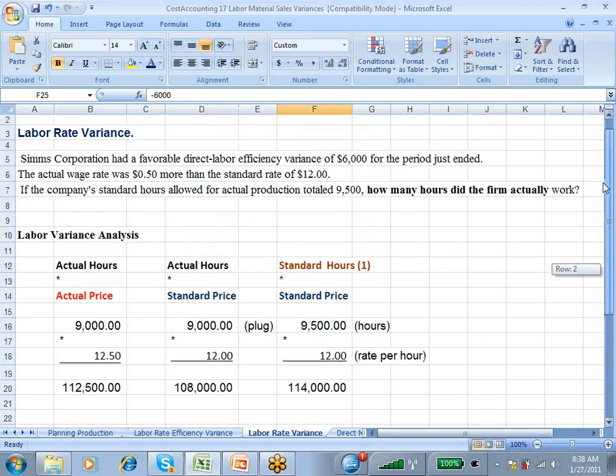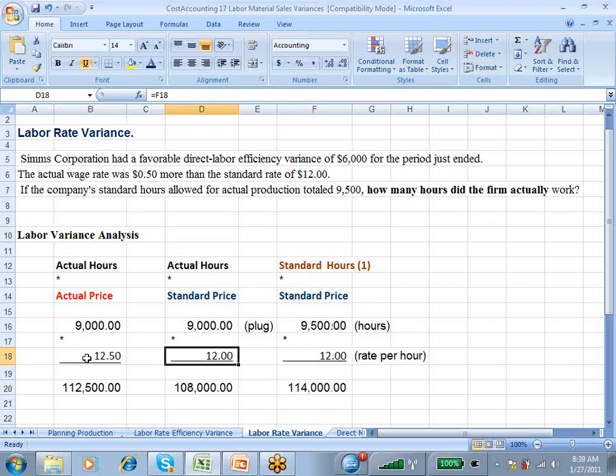Favorable variance. That's given. I know the standard rate was 12. That's given here. I know the actual rate was 50 cents higher, $12.50. That's given. Since I know both of these figures, I can multiply down.